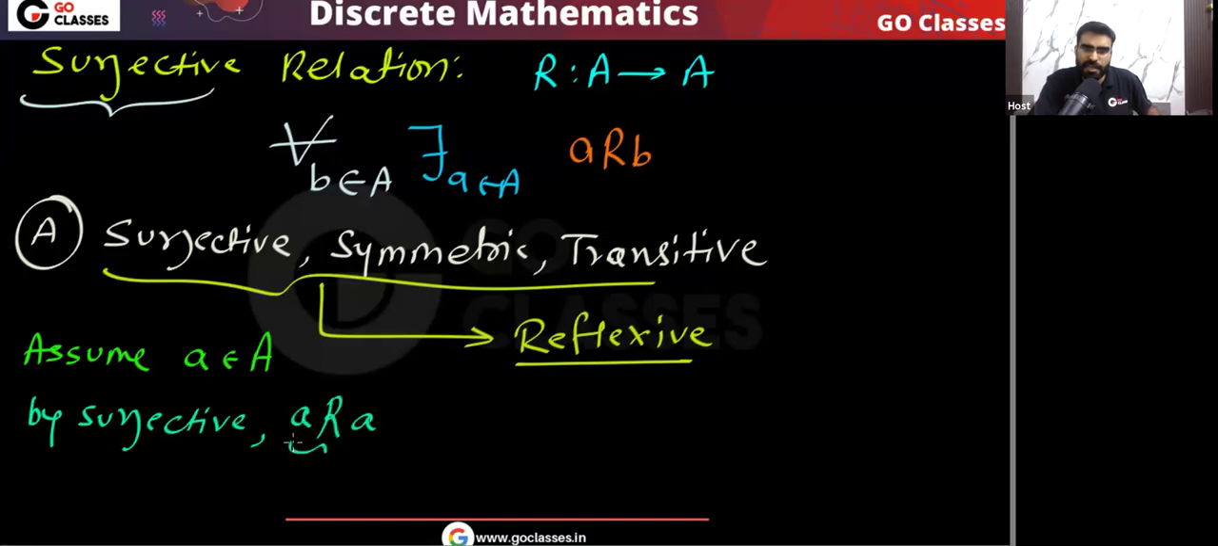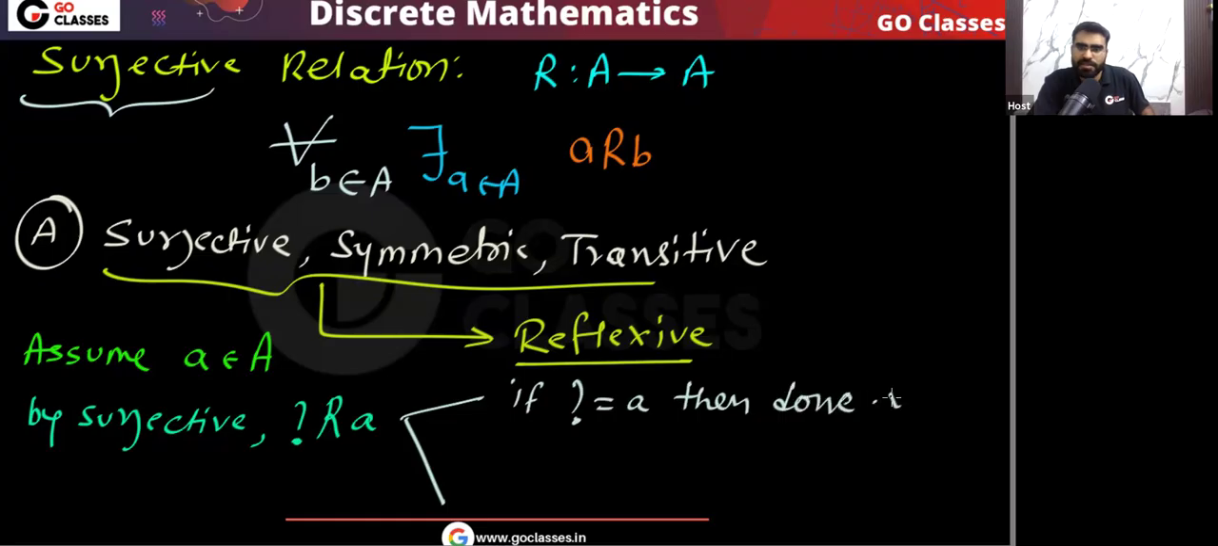If A is related to A, we are done. Yes or no? If A is related to A, we are done. There is someone related to A. Now there are two cases. If this person is equal to A, then we are done.